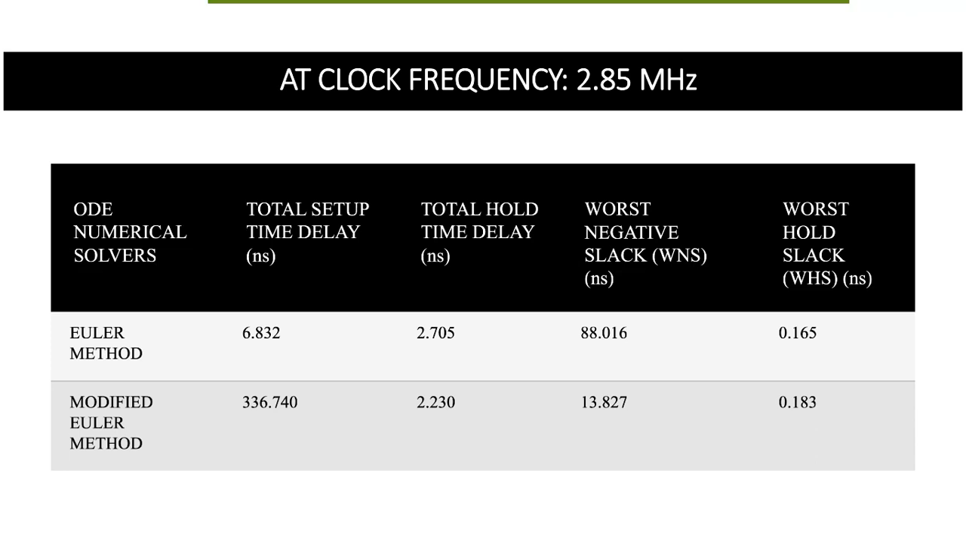We can set that latency to any other number for making our Euler as well as the modified Euler method module a sequential architectural model. The total hold time delay for the Euler method is 2.705 nanosecond, as well as for the modified Euler method is 2.230 nanosecond. We have also determined the worst negative slack for both the methods as well as the worst hold slack for the two numerical methods, which are the Euler method as well as the modified Euler method, for a clock frequency of 2.85 megahertz.